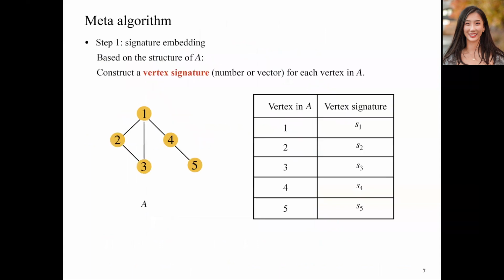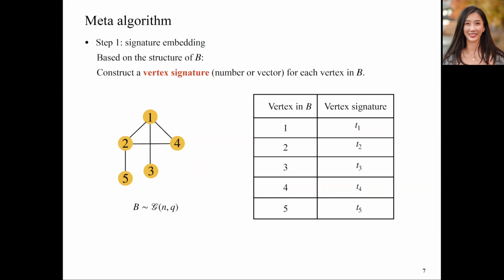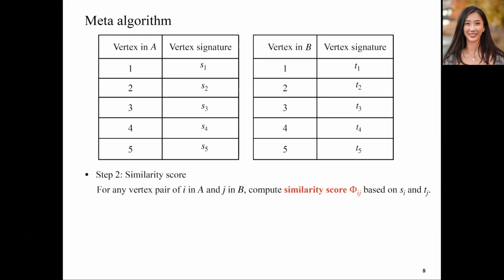Here is a meta algorithm. The first step is called signature embedding. Based on the structure of A, we construct a vertex signature for each vertex in A. You can think we're doing some feature engineering so that we can capture the feature for each vertex, and we denote the signature using S1 to S5. We can follow the same rule to construct the signature for each vertex in B and denote it using T1 to T5. Having the signature for each vertex in A and B, we can then compute the similarity score.